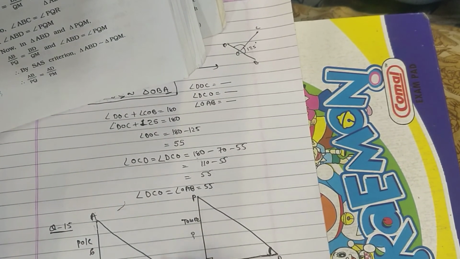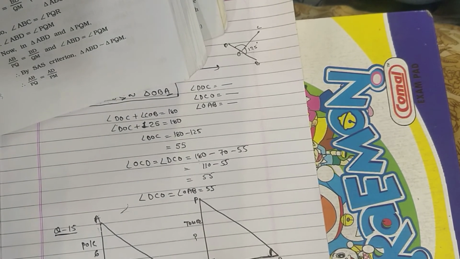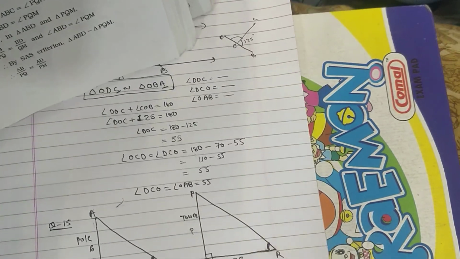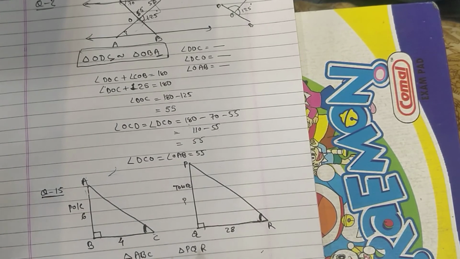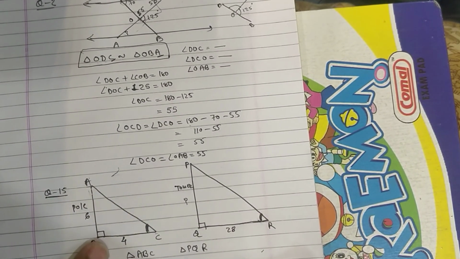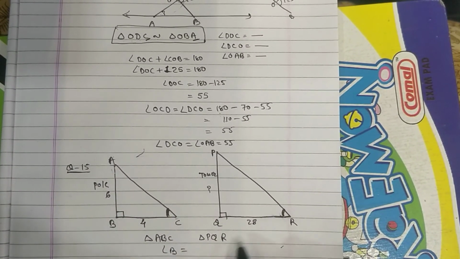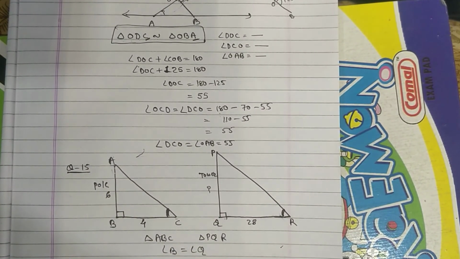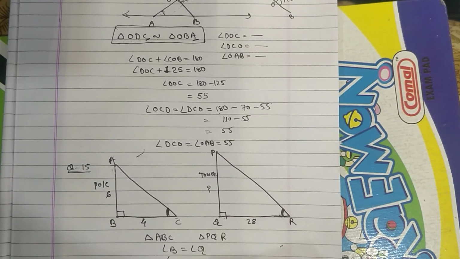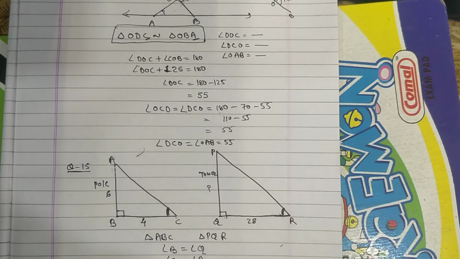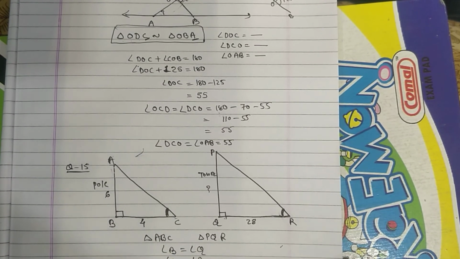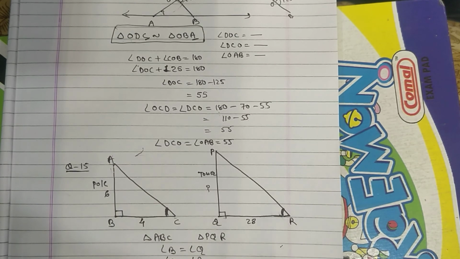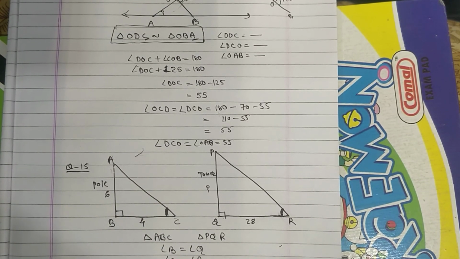So in triangle ABC and triangle PQR, angle B is equal to angle Q, which is right angle, and angle C is equal to angle R, angle of elevation. At the same time, it must be same. So when two corresponding angles are equal, two triangles will be similar. It's one of the criteria.